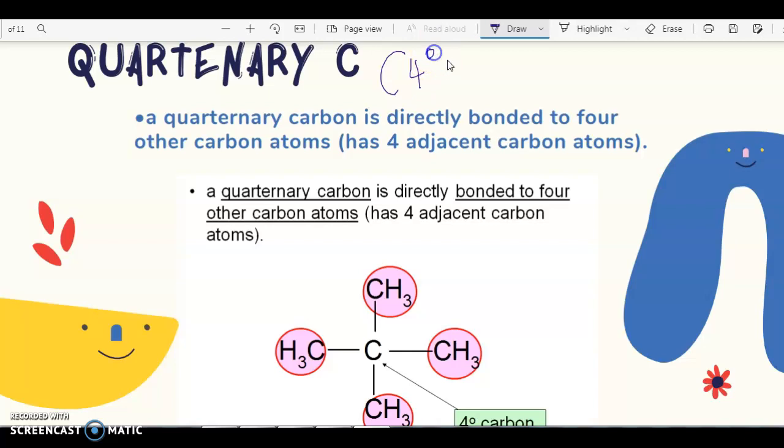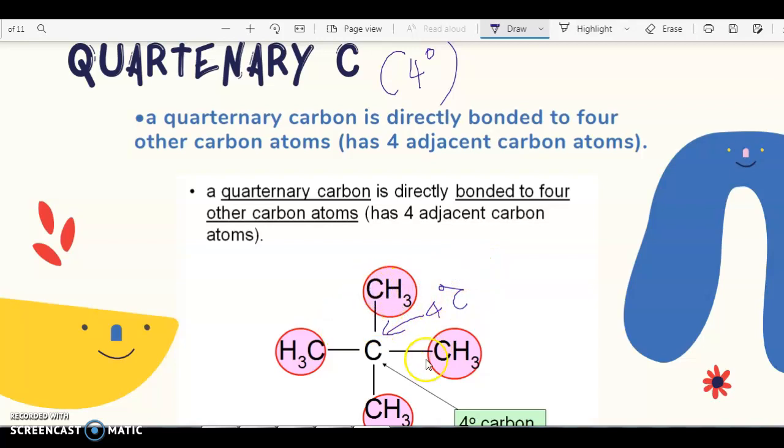Quaternary is for a carbon that is bonded to 4 other carbons. So, for example, the structure here. This carbon here is bonded to another 4 carbons. So, this is a quaternary carbon. There is no quaternary hydrogen, because a quaternary carbon, a carbon bonded to 4 carbons, has no hydrogen left, since the maximum it can have is 4 single bonds. So all 4 single bonds are with carbon, so there is no more hydrogen. That is why there is no quaternary hydrogen.